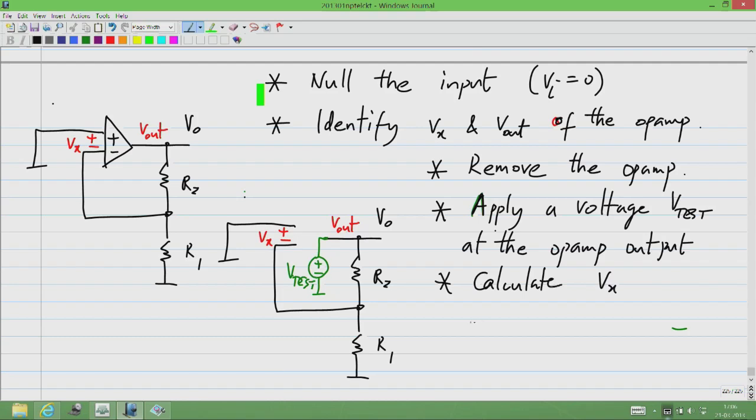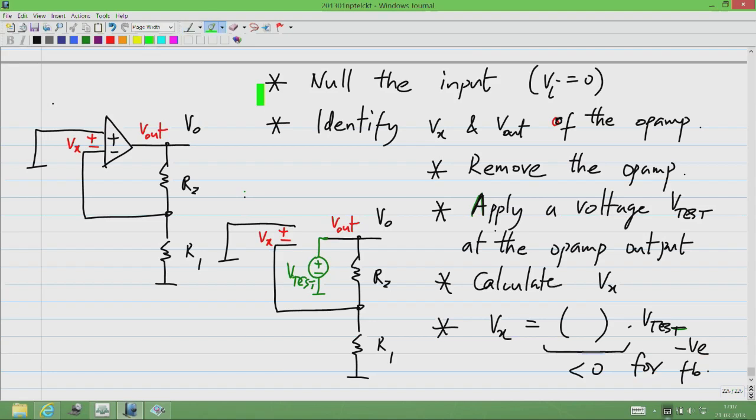So now Vx will be, because this is a linear circuit, and in general any such circuit you take will be a linear circuit, Vx will be some number times V test. And this number has to be negative for the op amp to be in negative feedback. This is the procedure.